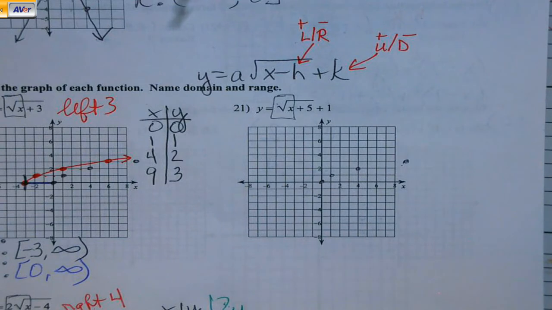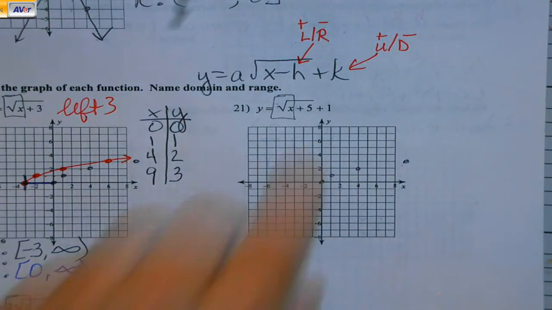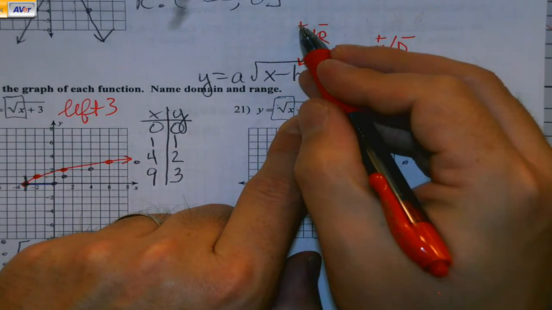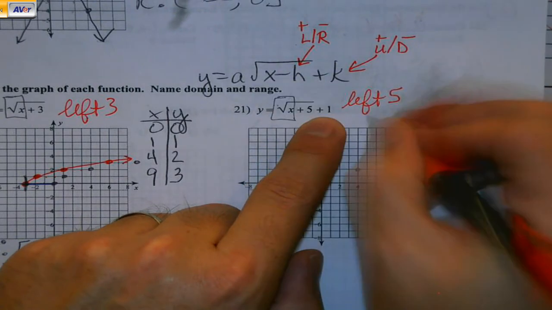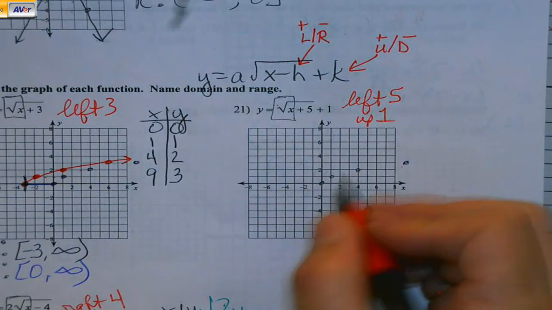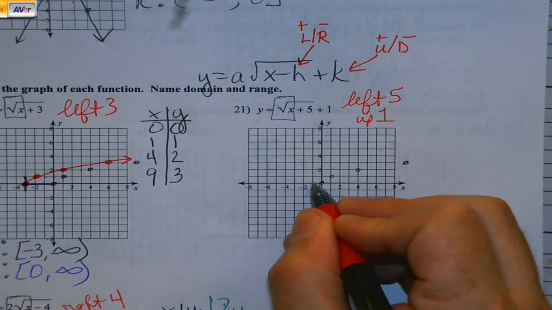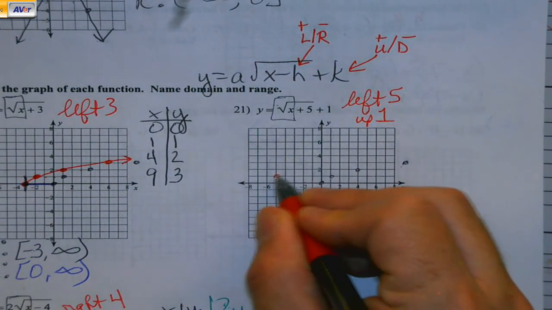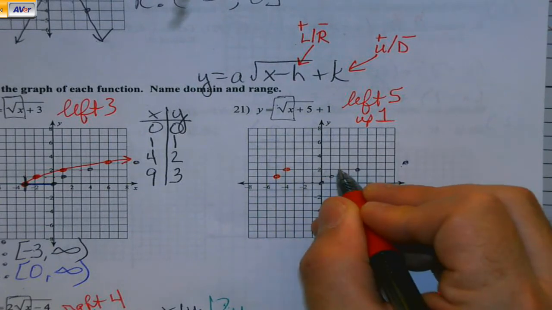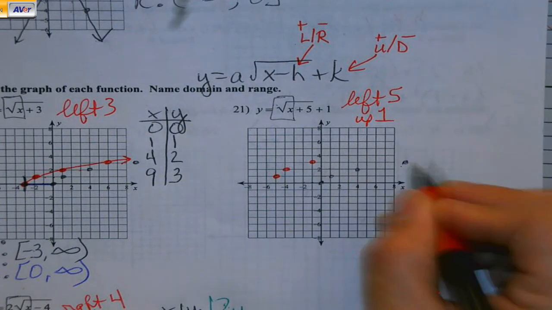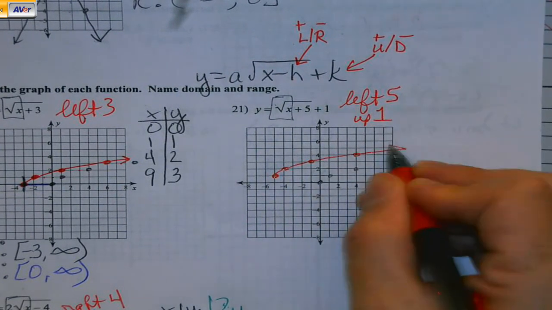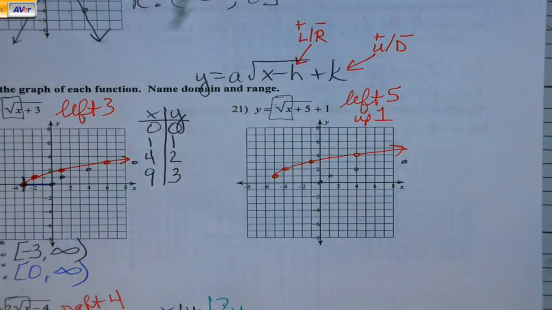But now I've got to figure out what my shifts are. So it looks like we've got left 5. Again, you need to know this part. And up 1. You know that by practicing it. So each of those 4 points I made, 1, 2, 3, 4, 5 to the left, and up 1. Just connect the dots on the one that actually is the graph.